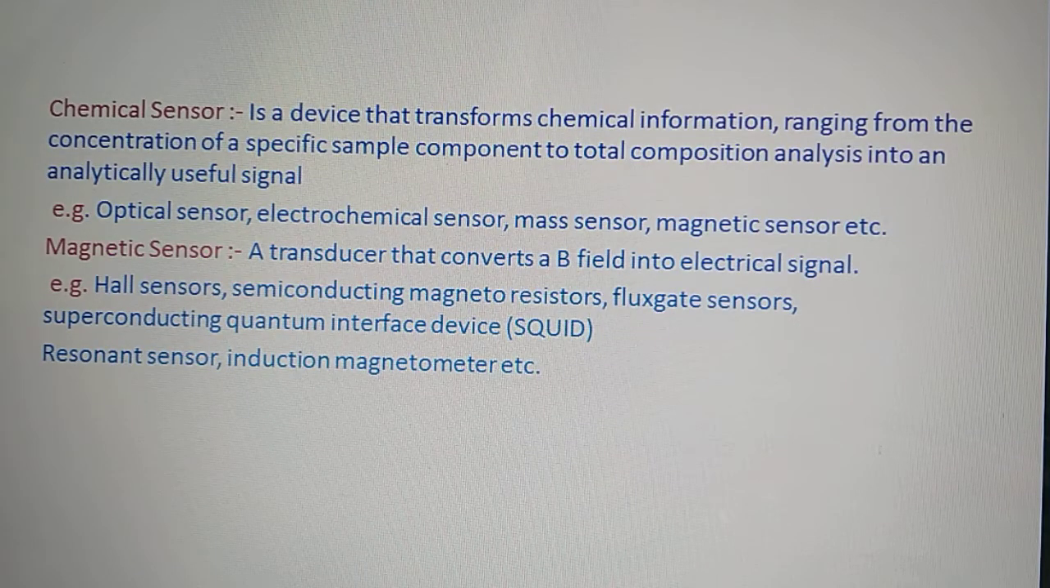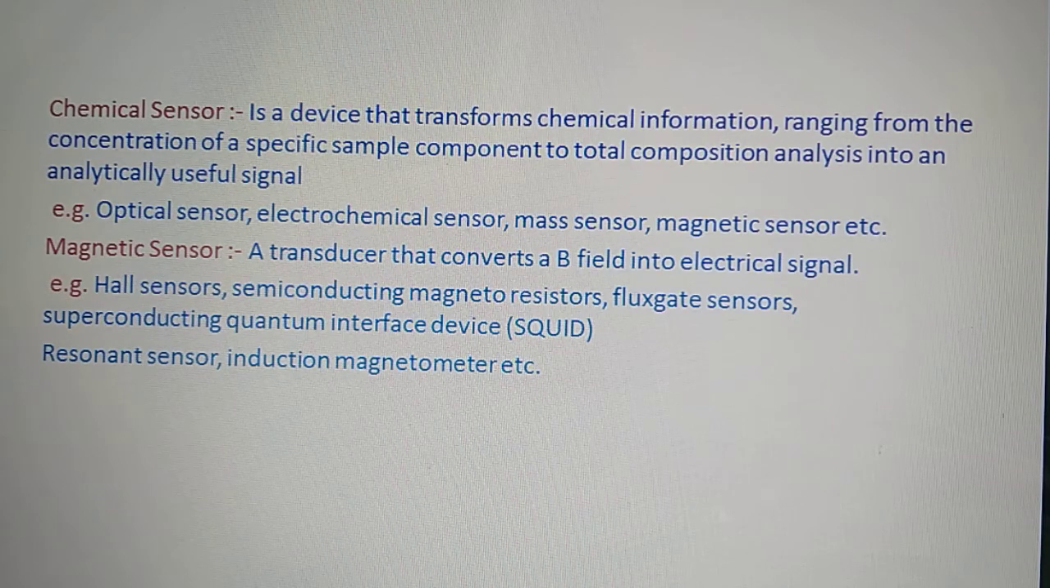The next kind of sensor is a chemical sensor. A chemical sensor is a device that transforms chemical information, ranging from the concentration of a specific sample component to total composition analysis, into an analytically useful signal. For example, optical sensor, electrochemical sensor, mass sensor, magnetic sensor, etc. So these are the various examples of the chemical sensor.